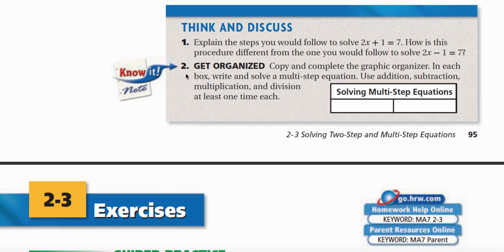And then here's something for your notebook. Get organized. Copy and complete this graphic organizer. In each box, write and solve a multiple step equation. Use addition, subtraction, multiplication, and division at least one time each. So for example, if I said 3x plus 7 is equal to 28, that would be an equation. And then you can make up your own equations, put them in there, and then solve them.